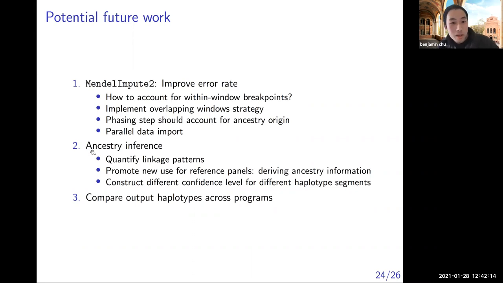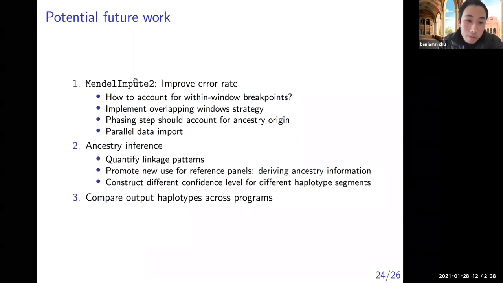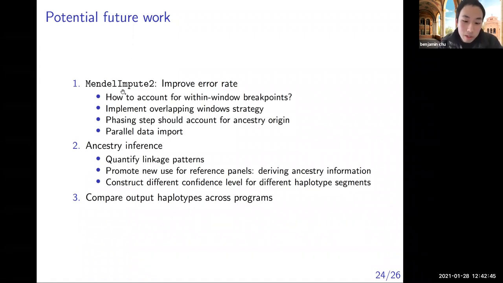We can also try to pursue the ancestry inference direction, which is what these slides are about. It's sort of like a toy example in this current project, but we can try to quantify it a little bit better. So here are some ideas for doing that. And then finally, it would be interesting if we can have another software to compare the output of our program versus these other HMM programs, just because they are very different in how they do imputation. So there might be regions where one program does better than the other one, so we can complement them. Or maybe there are regions that both of them struggle with. For those regions, we know to toss them away.